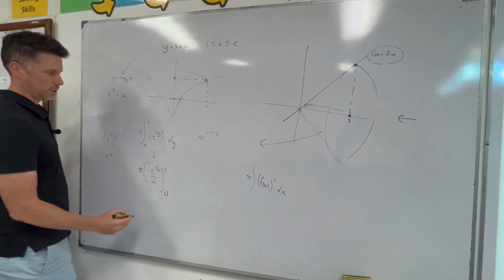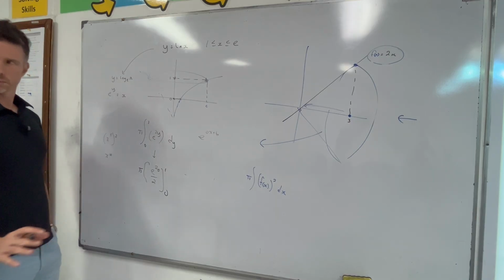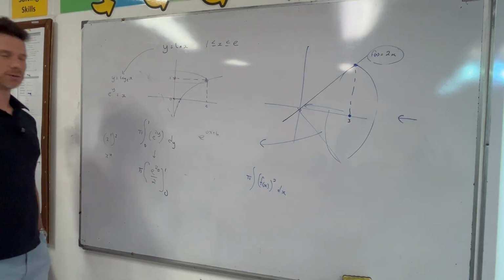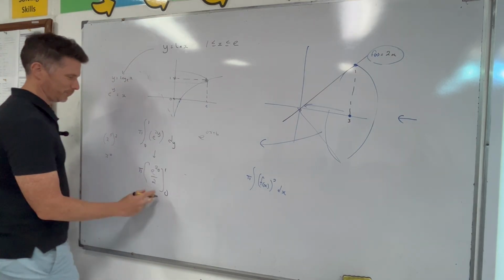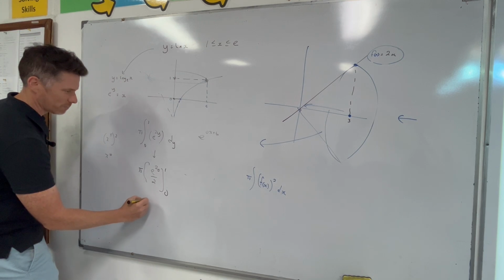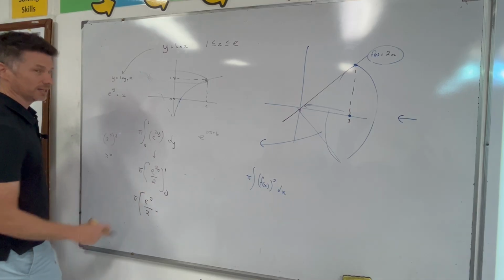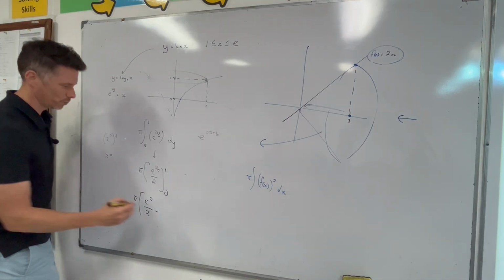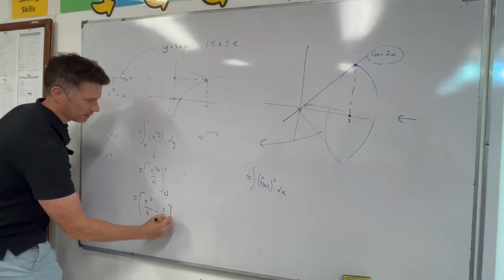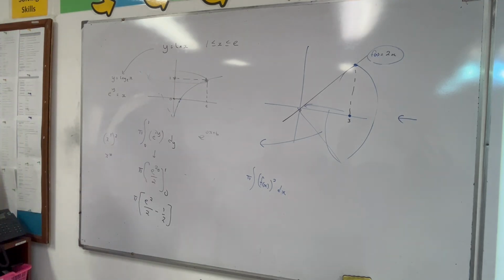Be careful, e to the power 0. So are we happy with e squared when 1 is put in, over 2, minus e to the power of 0, which of course is 1, over 2? That's about as simple as we can make it.